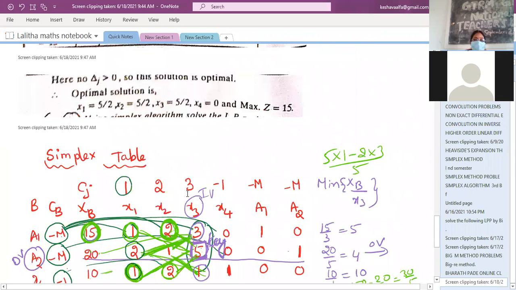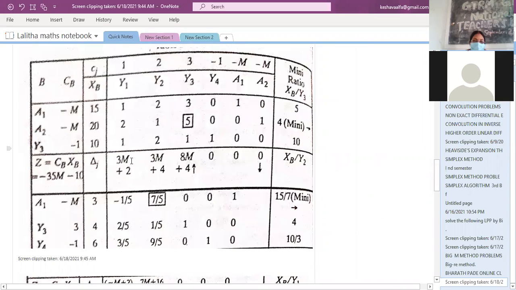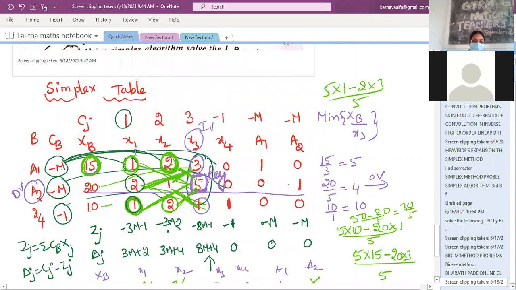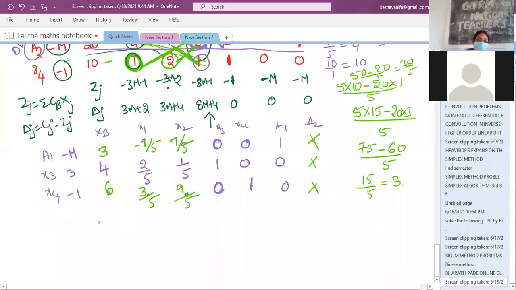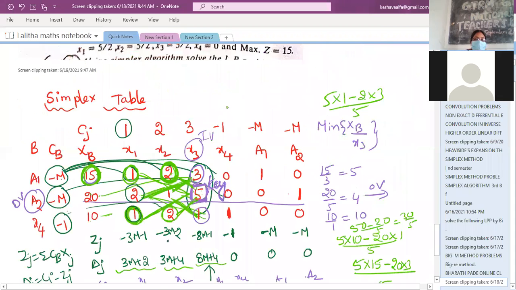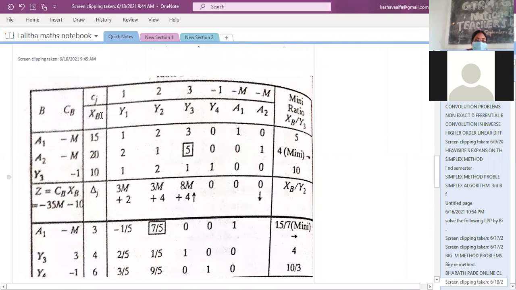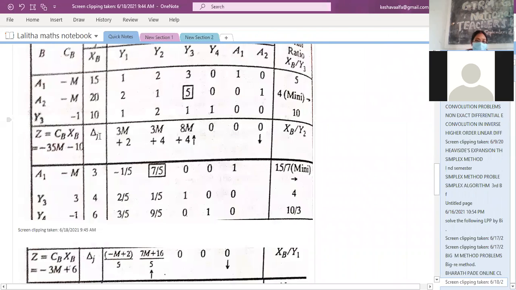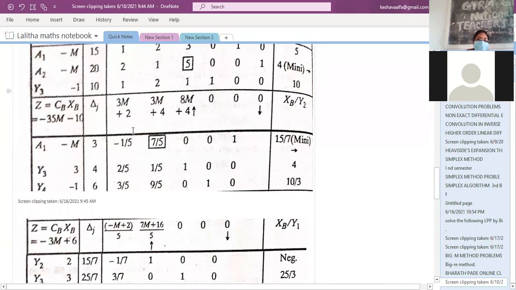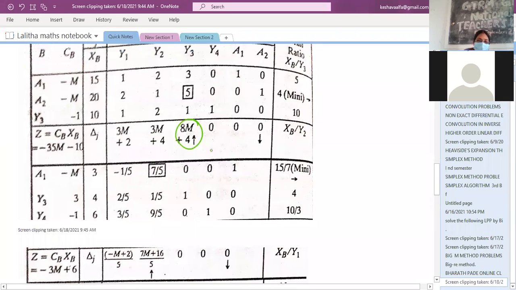Okay, once again. So the first table values are here, 3m plus 2. In the delta j values, we got 3m plus 2, 3m plus 4, 8m plus 4 like this. So once again, I will explain this big M method. Enter all the given data in the simplex table. Next, first of all, calculate Zj values and delta j values. Select the maximum value in delta j. 8m plus 4 is our maximum value. So the incoming vector is x3. So the incoming vector column is x3.